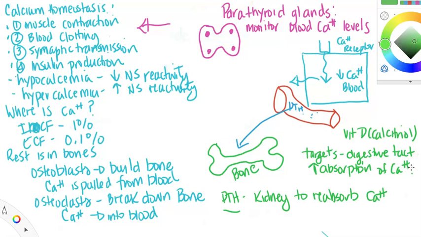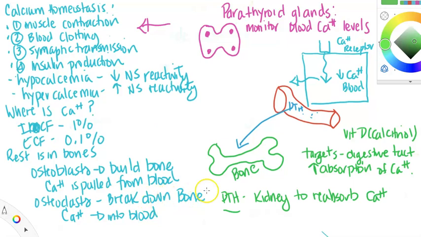Again, it targets the bone to break down bone to put that calcium into the blood, targets the kidneys to tell the kidneys to reabsorb calcium, and also to increase vitamin D and get vitamin D to target the digestive tract to increase absorption of calcium from what you're eating.